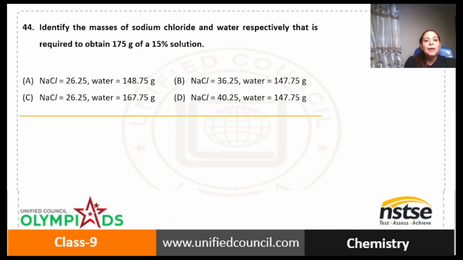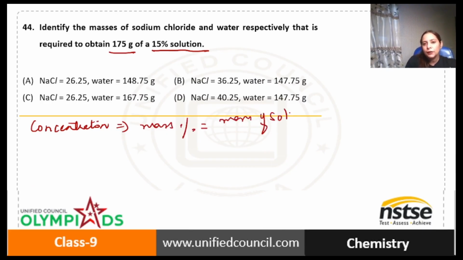Next, identify the masses of sodium chloride and water respectively that are required to obtain 175 grams of 15% solution. So basically, what do we mean by concentration? This numerical is based on concentration. Concentration means the amount of solute which is added to a solution at a given temperature. So we can find concentration using a method called mass percentage. How do we calculate? We write mass of solute divided by total mass of solution, that is adding mass of solute and solvent, and multiplying it with 100.